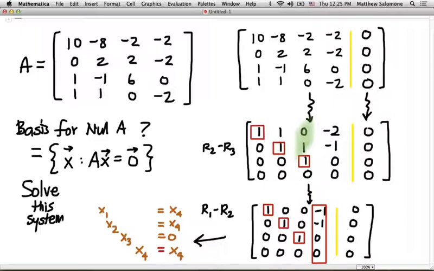And to get our parametric vector form, we'll just replace our free variables with meaningless parameters. So instead of calling x4 x4, I'll call it t. And if I call x4 t, that means I have to call the other x4s that I see here also t.